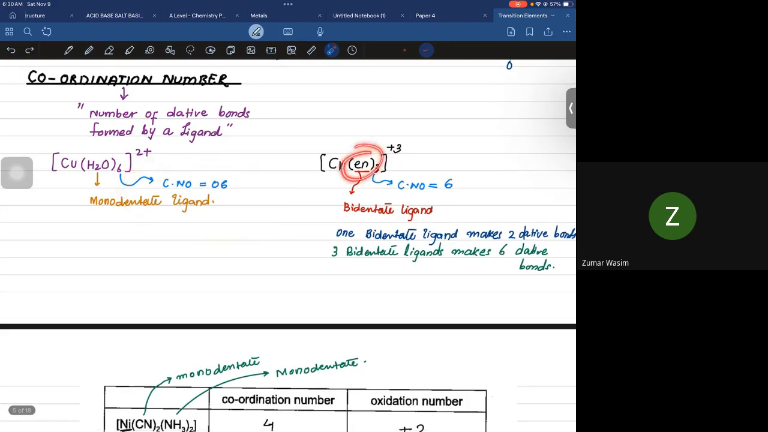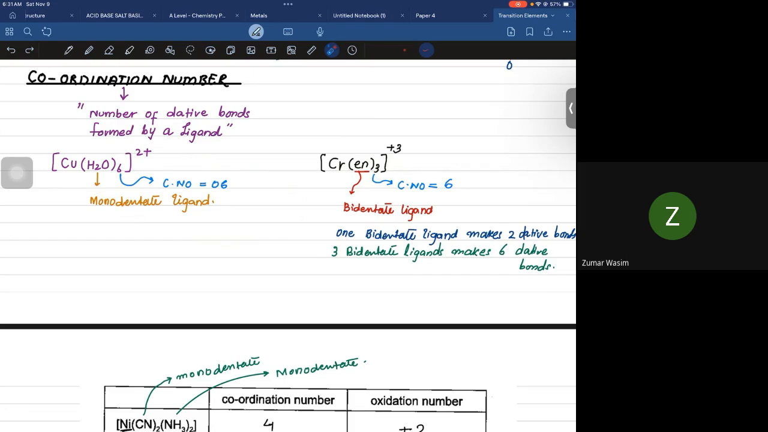What about this? Acha, this is very important to know. En is a ligand. So what is the nature of this ligand? Is this monodentate or a bidentate or a polydentate? So we have learned previously that En is a bidentate ligand. So there are three En. There are three ligands. Each ligand can donate two electrons.